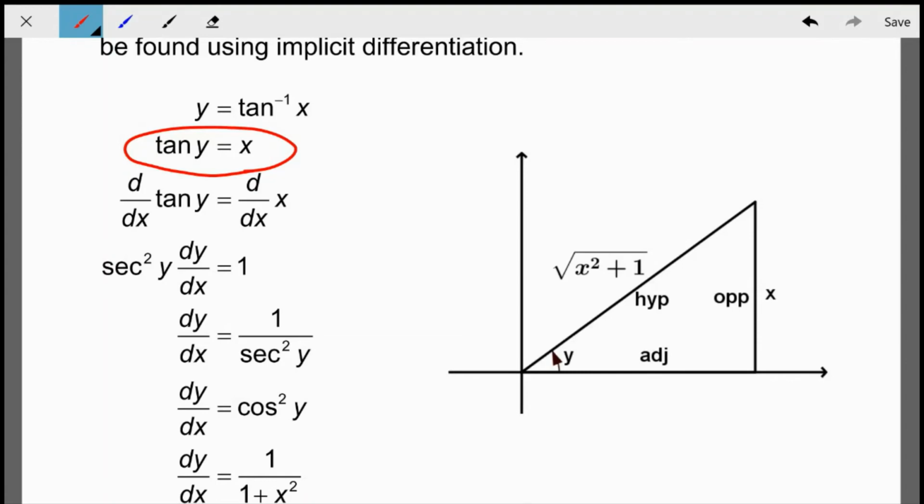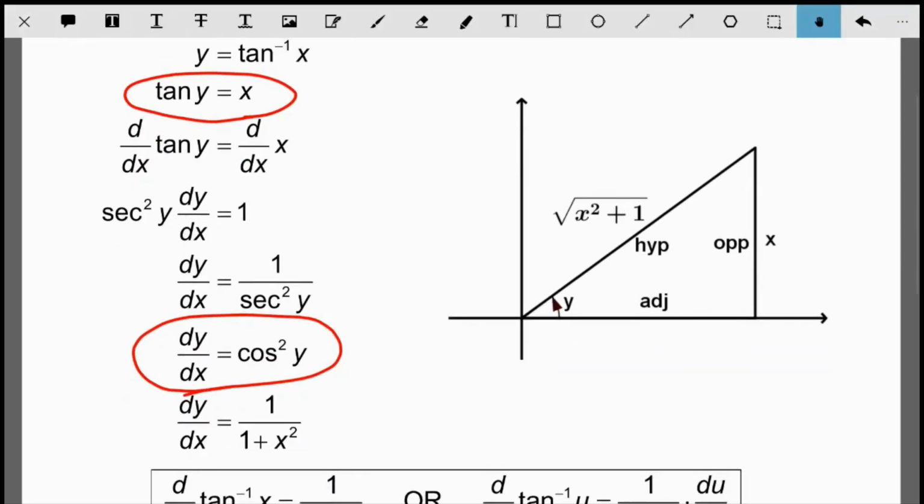And now when I take the derivative on both sides, I get secant squared y, dy dx is equal to 1. And now I'm just solving for dy dx. Now you can see we end up with this. dy dx is cosine squared y. That's perfectly fine as the derivative. However, like I mentioned before, we really want to write the derivative in terms of x if we can.